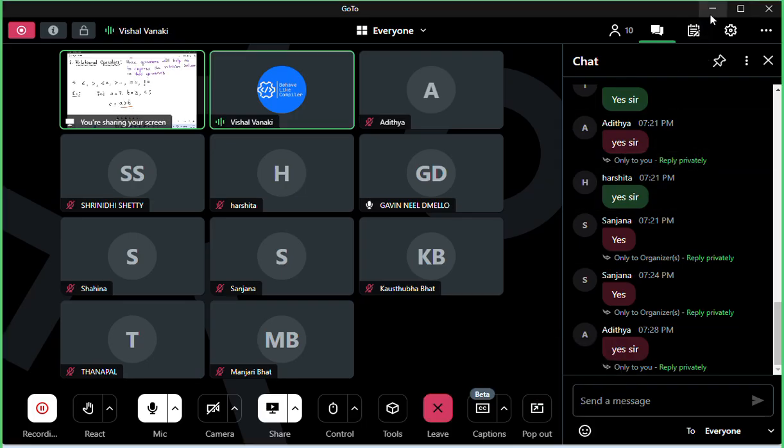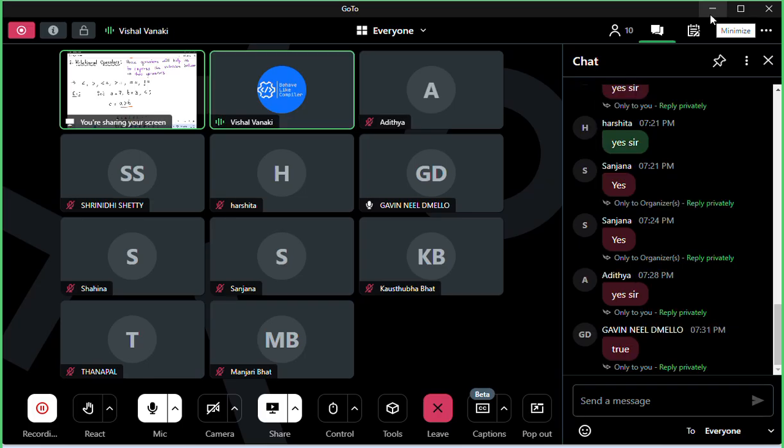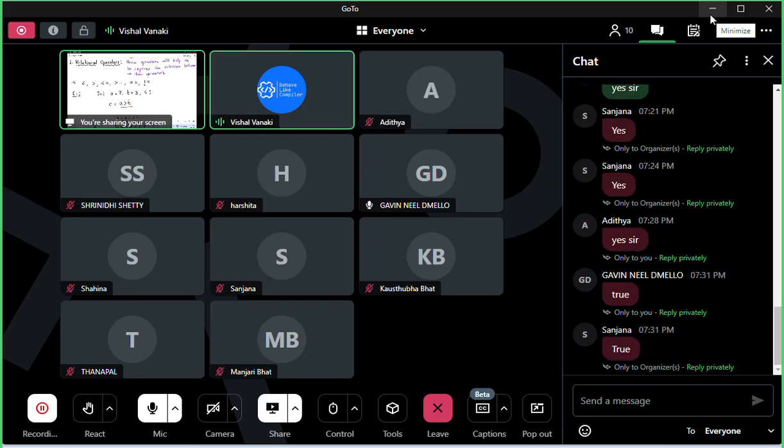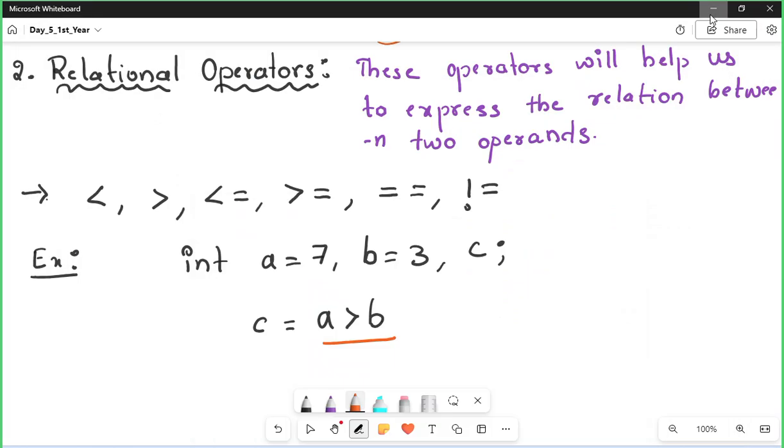A greater than B, is it true or false? You can check: A value is 7, B value is 3, right? So the A greater than B condition becomes true. If it is true, then 1 will be stored into C memory, right? In the C memory, it will store 1.